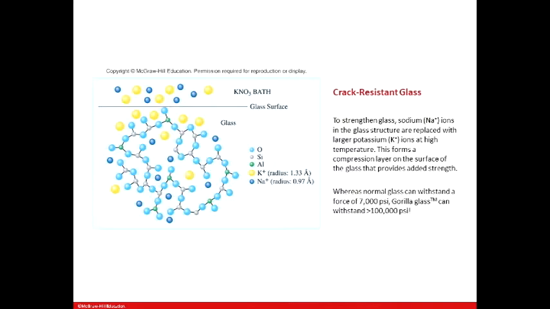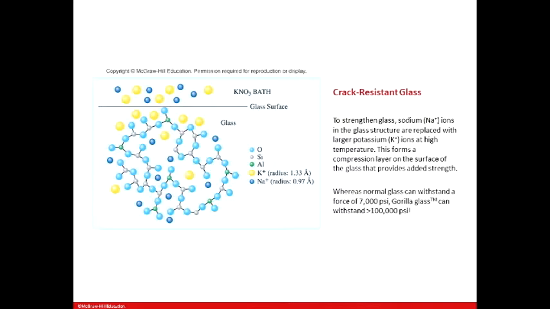And that's what's in a lot of the cell phones today. It's called Gorilla Glass, particularly if you have a more expensive cell phone. Let me repeat that just to be clear. Crack-resistant glass is made from replacing the sodium in the current glass with potassium, which gives it a different compression layer. And that's because potassium has a larger radius than sodium. And because of that, we can create what's called Gorilla Glass.